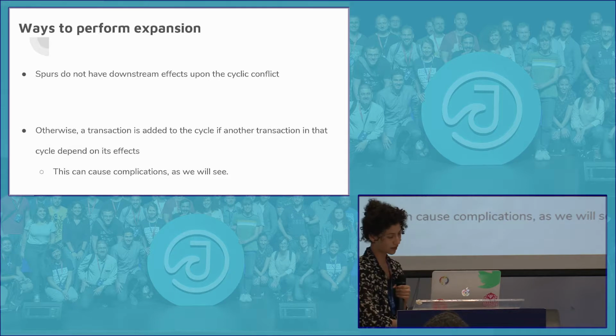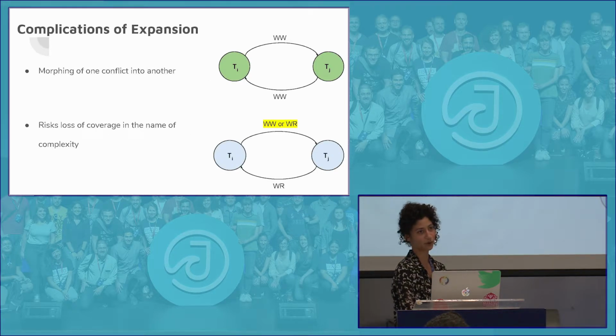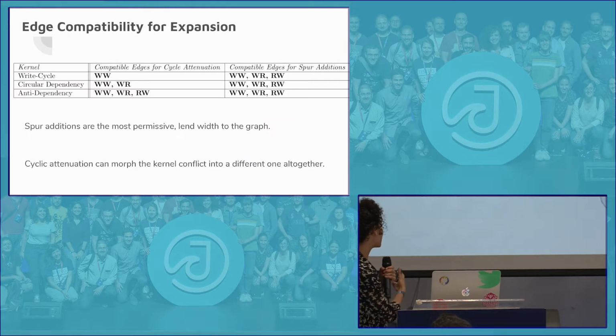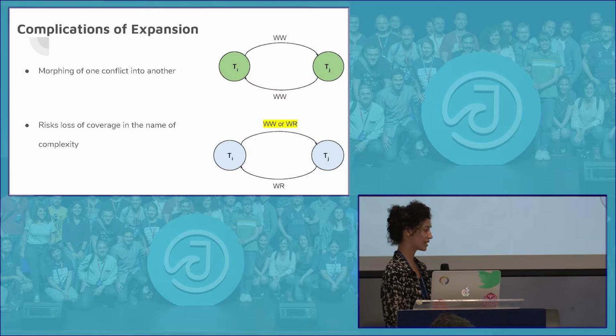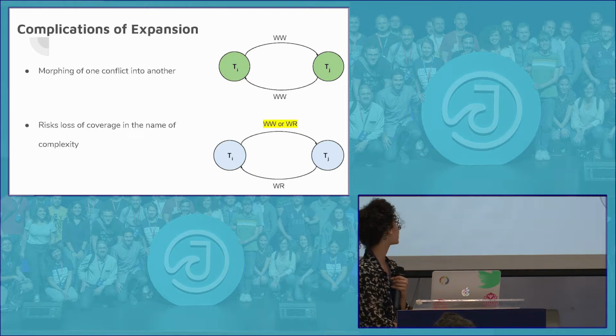OK, so this can cause quite a few complications. Namely, we can morph one conflict into another if we add the wrong kind of dependency when we're expanding these cycles. So for instance, the difference between a write-write cycle and a cyclic dependency is the difference of a single edge, a write-read edge. And when we're trying to increase the complexity of our cycles, we risk losing the coverage. We risk the guarantee that we cover the case that we began with, that we are trying to expand.